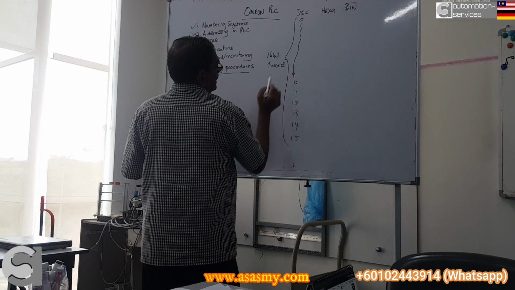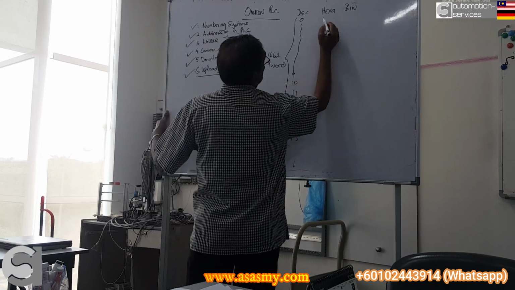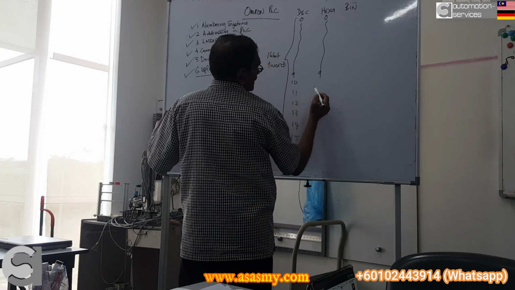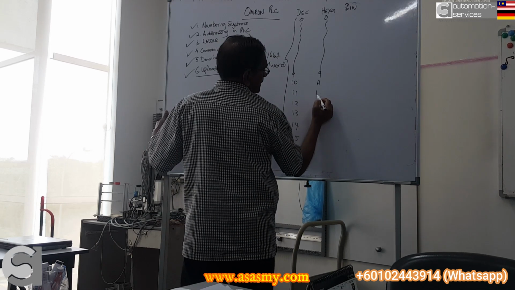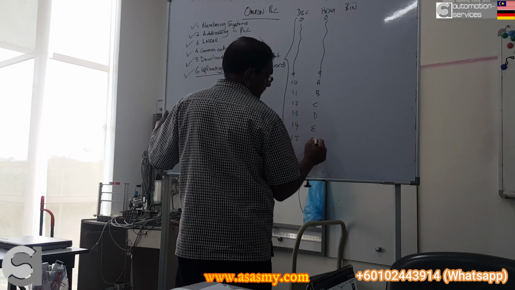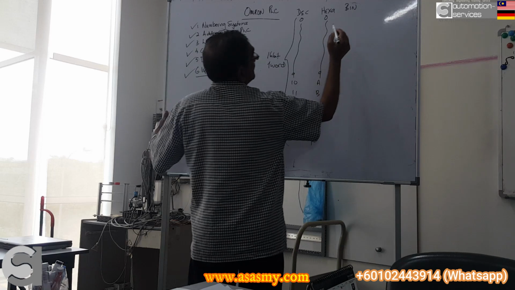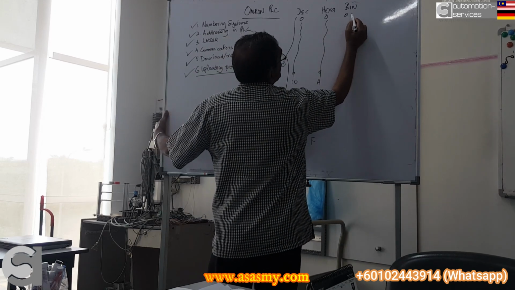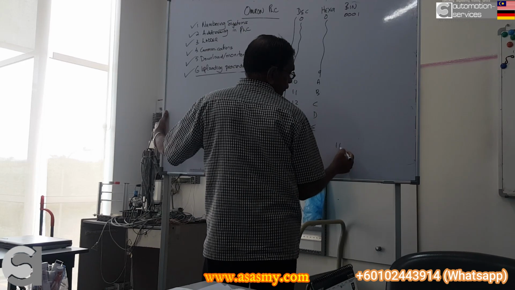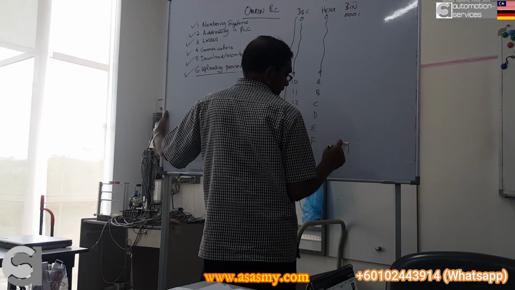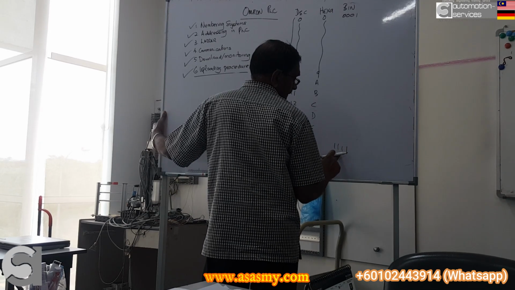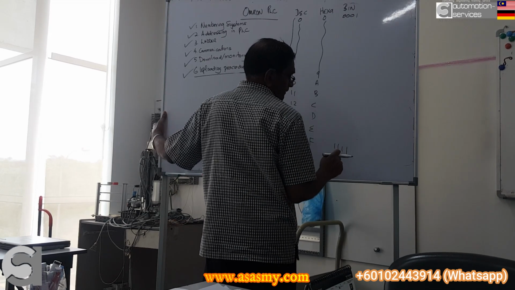Now, in hexadecimal, 0 to 9 is the same, except for 10 will be A, B, C, D, E, and F. As for binary, the first bit is 0, 0, 0, 1, and the last bit will be 1, 1, 1, 1. Or in hexadecimal is F, F, F.